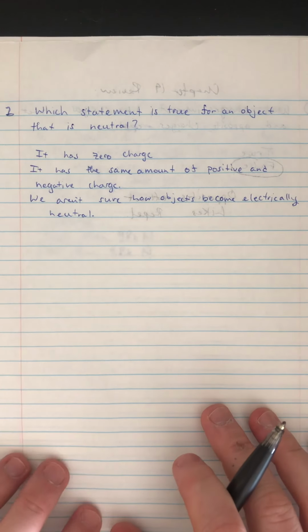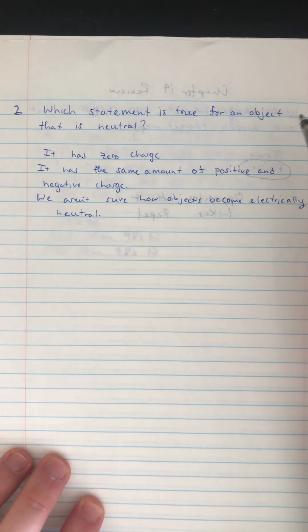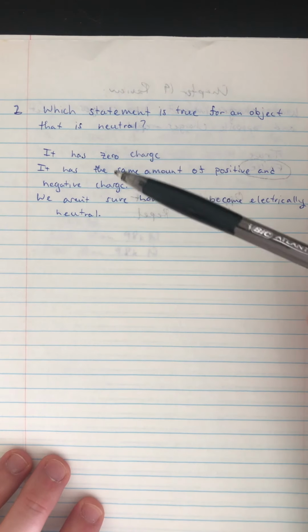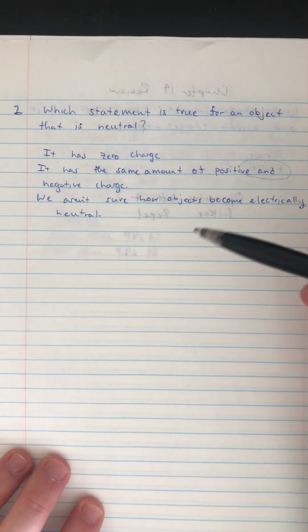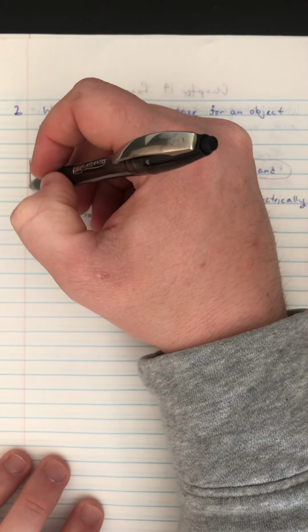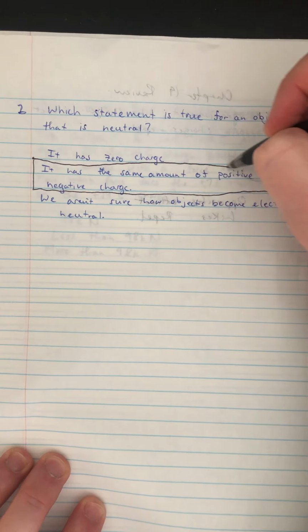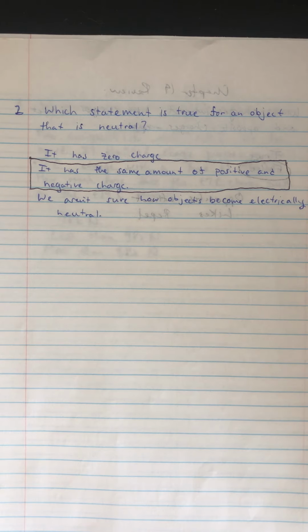Number 2, which statement is true for an object that is electrically neutral? So this one starts to get at what it means for an object to be electrically neutral. For almost all objects, the reason that they are neutral is because of this second one right here. It has the same amount of positive and negative charge. It becomes neutral because the positive charges cancel out with the negative charges and we're left with a 0 total charge.